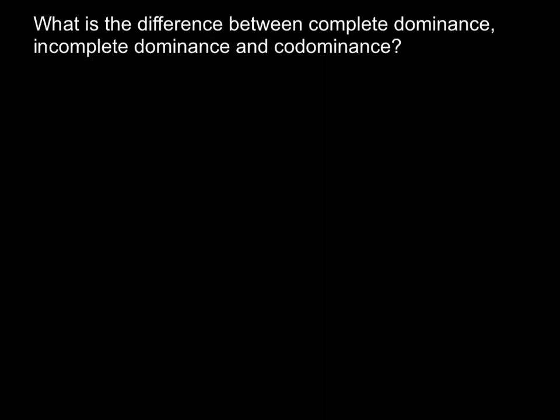Hi, in this video I want to explain the difference between complete dominance, incomplete dominance, and codominance. I would start by demonstrating what complete dominance is. Imagine we have two heterozygous parents, capital A, small a, that we have to cross. Capital A stands for the red color, and small a, the recessive allele, stands for the white color. This is parent 1, and this one is parent 2.